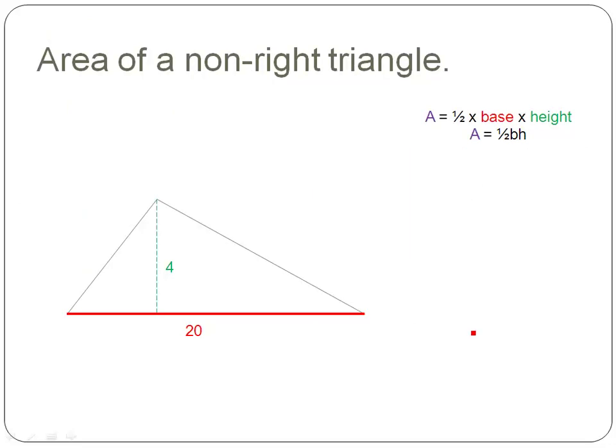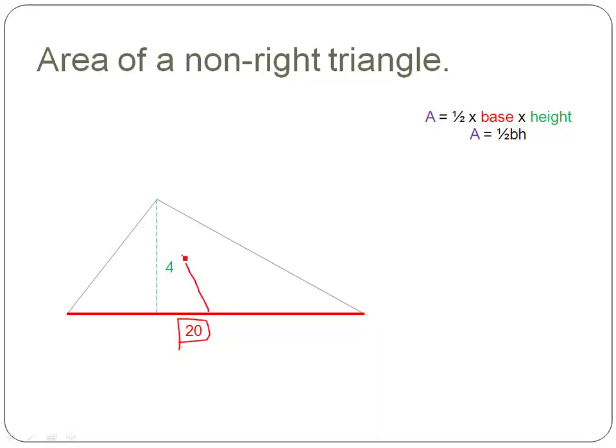Now let's look at calculating the area of a non-right triangle. So sometimes your height is not one of the sides of a triangle. Like I said, the only time that can happen is when you are dealing with a right triangle. So in a non-right triangle, for example, this triangle, I have my base of 20. Remember, the base is a side of the triangle.